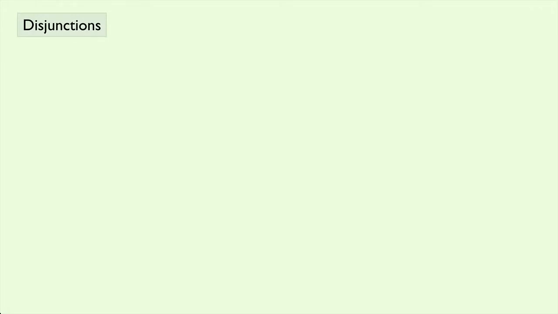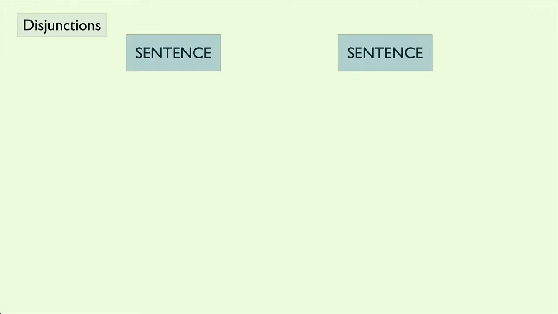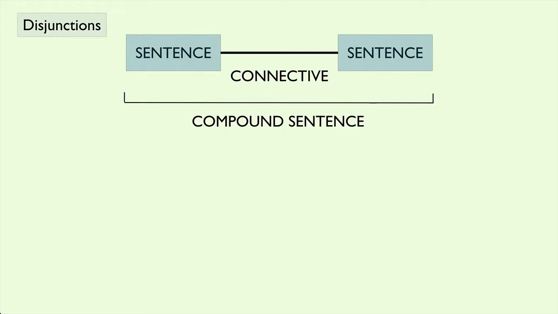So we saw before that if you have two sentences and you want to connect them, you use a connective. And that creates something called a compound sentence. So let's look at another connective. We already saw and. Now we're going to see something called or.